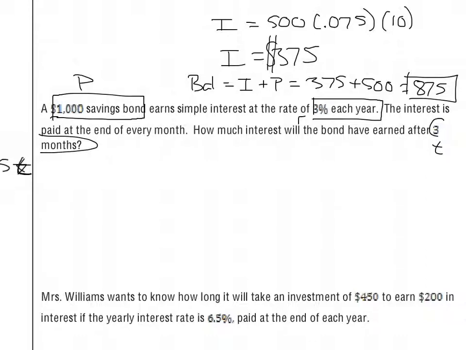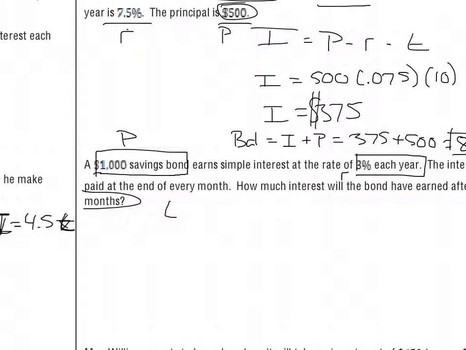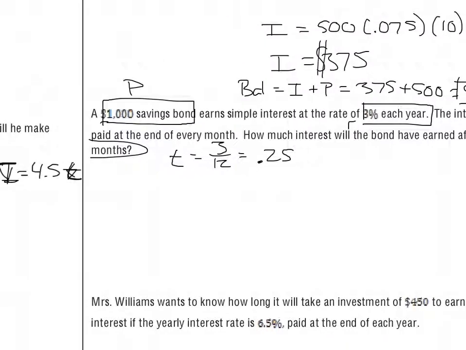Now, remember, time is always supposed to be in years. So we have to figure out for ourselves really quickly, T is equal to 3 months out of 12, which is going to be equal to 0.25. The 3 out of 12 comes from the idea that that's 3 months out of 12 months of the year. So that's 0.25, 25% of a year. Now that we know that, please go ahead and fill in your equation. Interest is equal to principal times rate times time. And go ahead and find the value for our savings bond here.